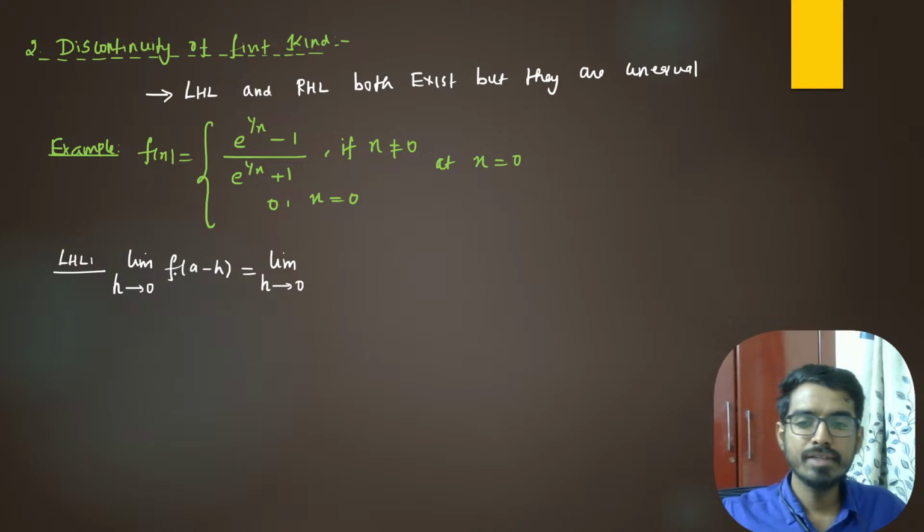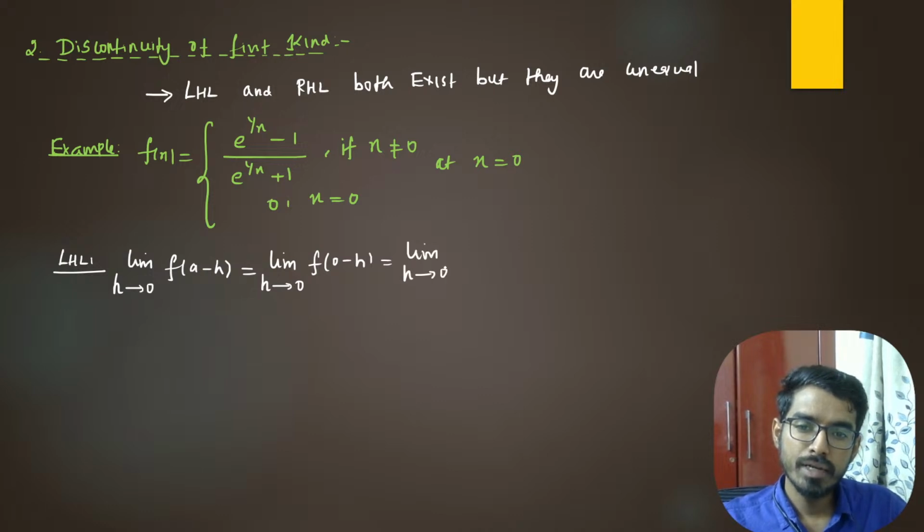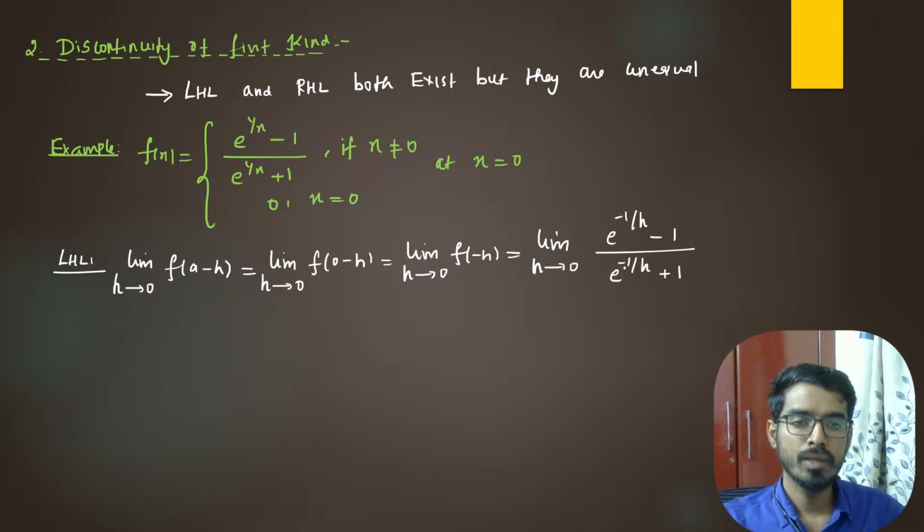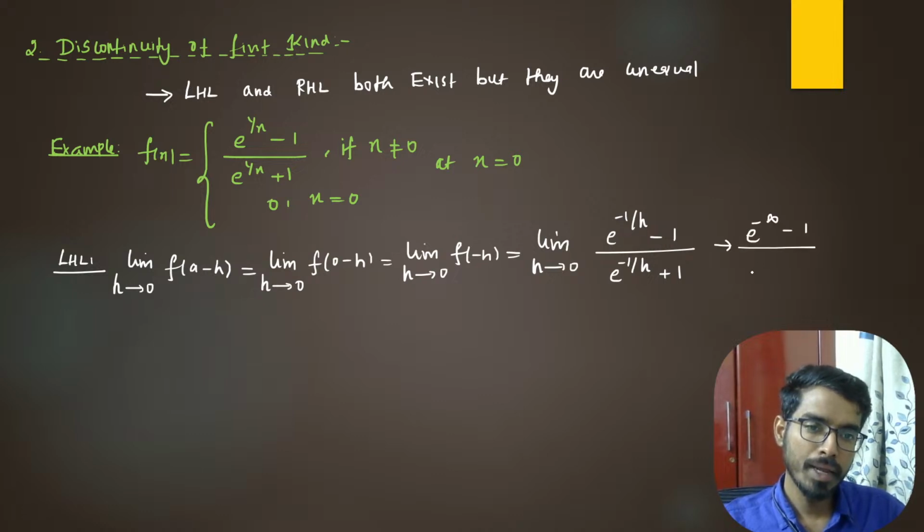Okay. So limit as h tends to 0 of f of a minus h, so f of 0 minus h, so limit as h tends to 0 of f of minus h is e power minus 1 by h minus 1 divided by e power minus 1 by h plus 1, right? Now you can see that minus 1 by h will tend to minus infinity when h is 0. So this will tend to e power minus infinity minus 1 by e power minus infinity plus 1. E power minus infinity is 0, so this will tend to minus 1, right?